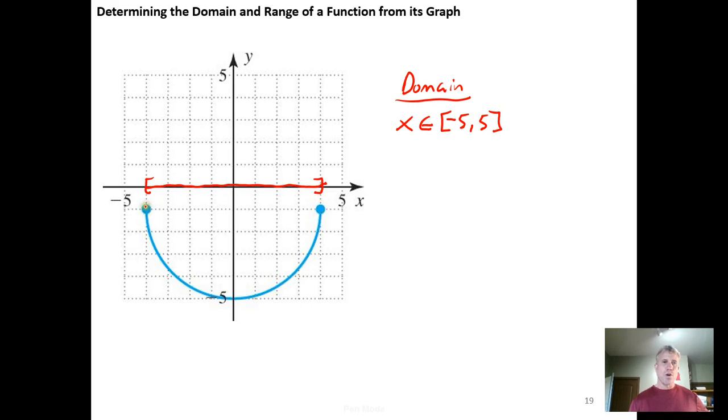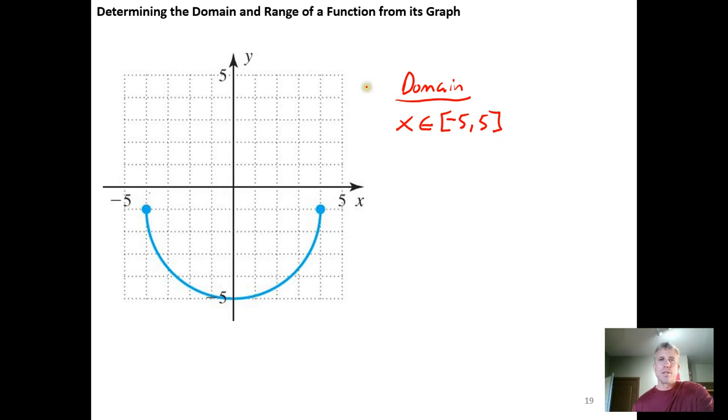Had these been open circles instead of closed circles, then we would have said x is an element of the open interval from negative 5 to 5, indicating that the 5 and the negative 5 are boundaries beyond which x cannot be, but they're not included in the domain. But because of the solid dot there, the solid point, we're including those values.